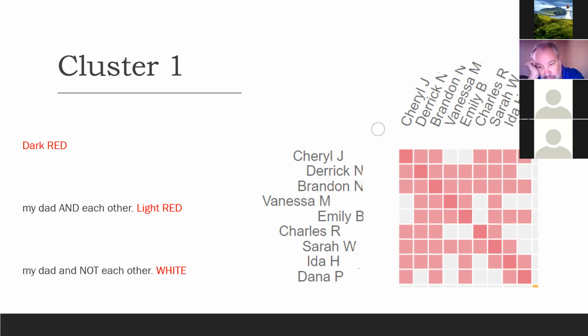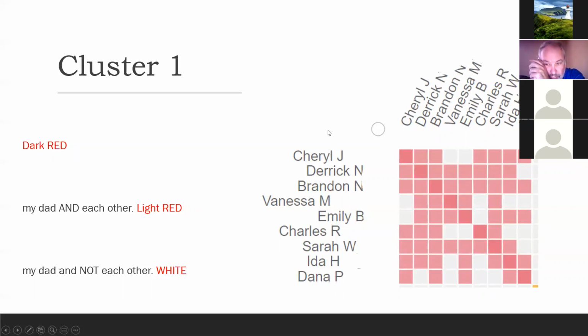And the dark red is where each person matches themselves. Can you see here, Cheryl J matches herself. Think of it like a times table. Derek N matches himself in this darker red box. Brandon N matches himself in this darker red box. So the diagonal is each person matching themselves. They also match my dad. So my dad matches all 9 of these people.